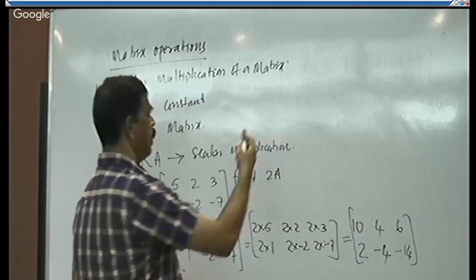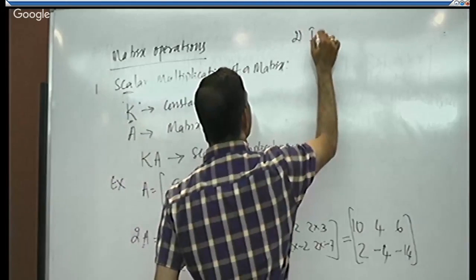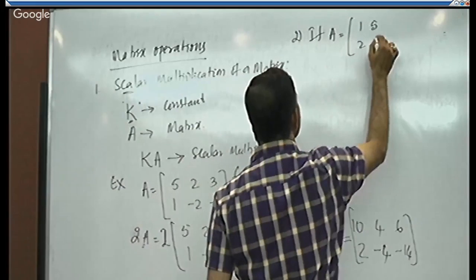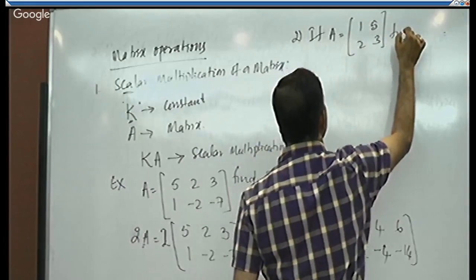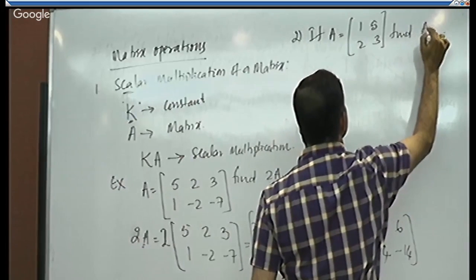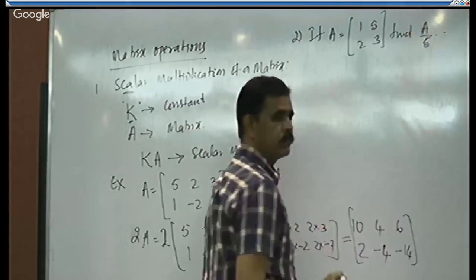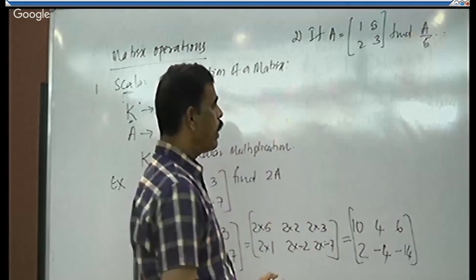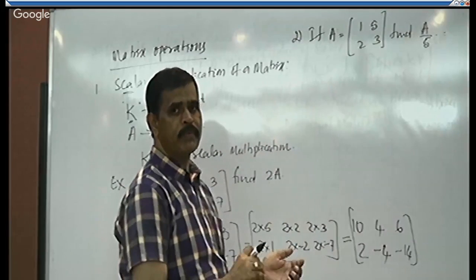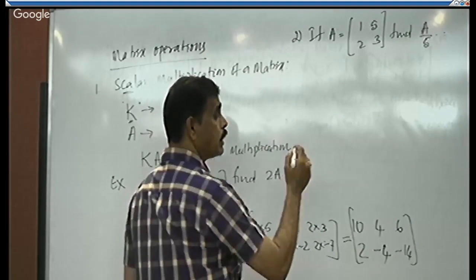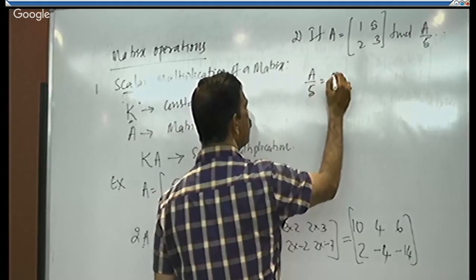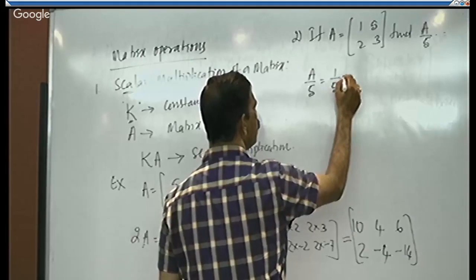Okay, take a second example. If A is equal to [1, 5; 2, 3], find A by 5. A is a matrix. 1 by 5 is what? It is a scalar. See, A by 5 can be taken as 1 by 5 into A.